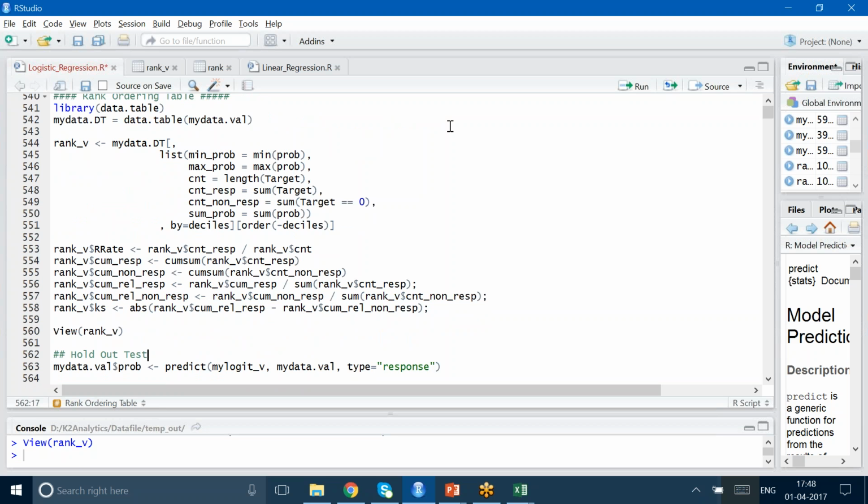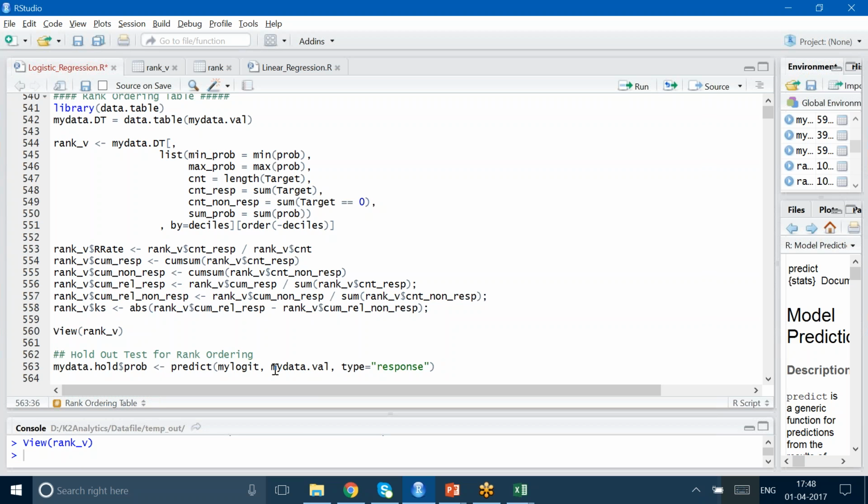Holdout test for rank ordering. This data is my data dot hold. This model I'll have to use is dev. Now dev is the final model. Val is not the final model.